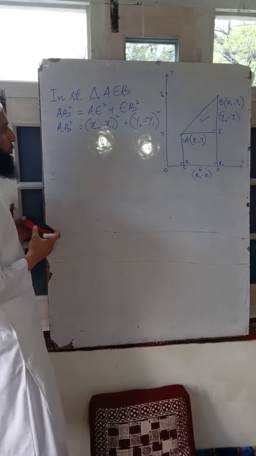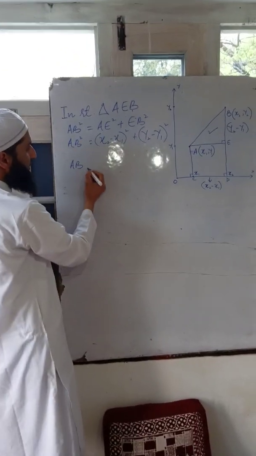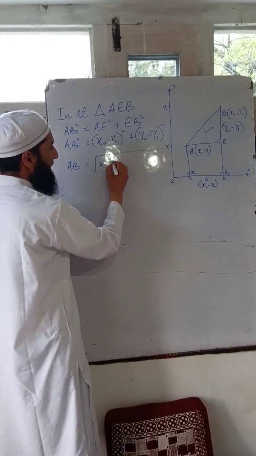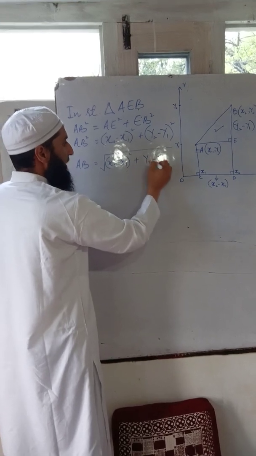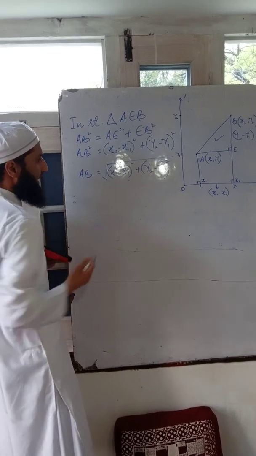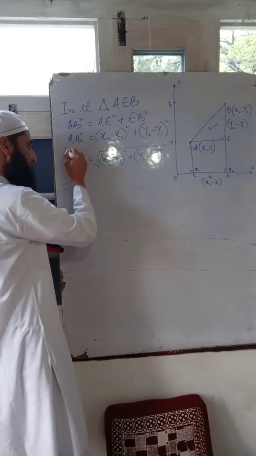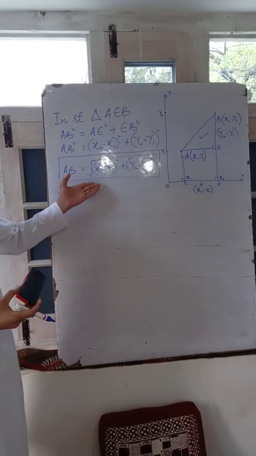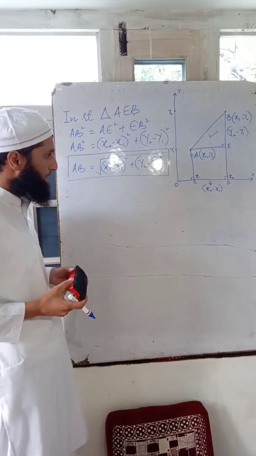Now taking square root to both the sides, we get AB, this square will cancel out, equals to square root of x2 minus x1 whole square plus y2 minus y1 whole square. We take only the positive square root here. This is because the distance is always positive. This relation is called the distance formula. With the help of this formula, we can find the distance between any two given points.